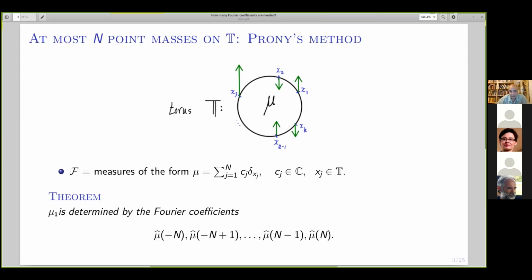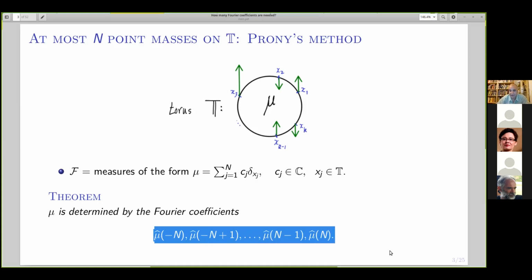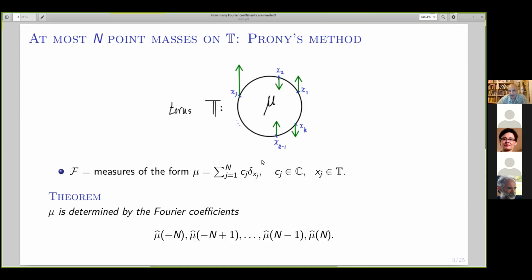The theorem is that the measure mu is determined by the following set of Fourier coefficients. It's important that the number of Fourier coefficients we look at is of the order of n, which is about the same as the complexity of the measure. To determine this measure, you need to specify the xj, which is n degrees of freedom, and then the cj, which is another n degrees of freedom if you look at complex degrees, or 2n if you look at real degrees of freedom. But the order of magnitude is the same. So we use order n Fourier coefficients in order to determine this object, which is of complexity, again, n.